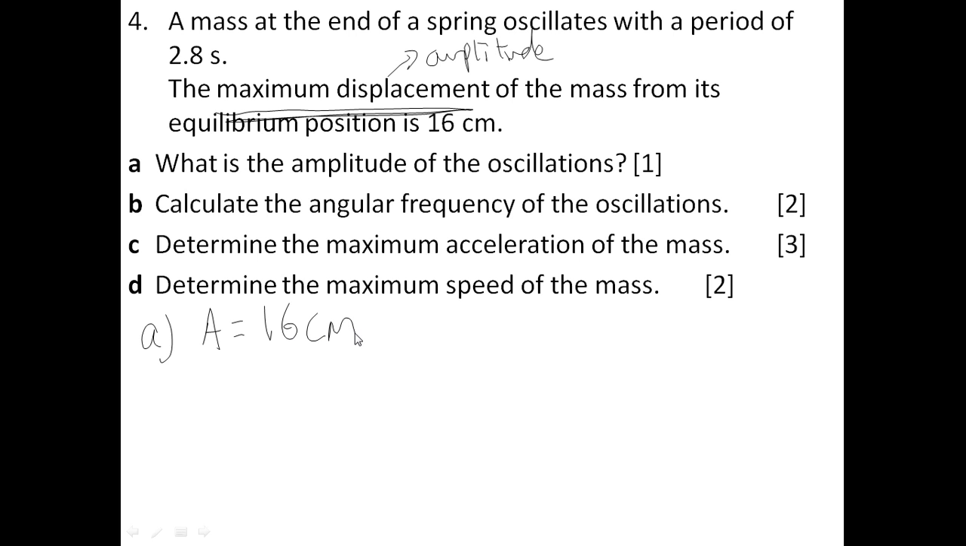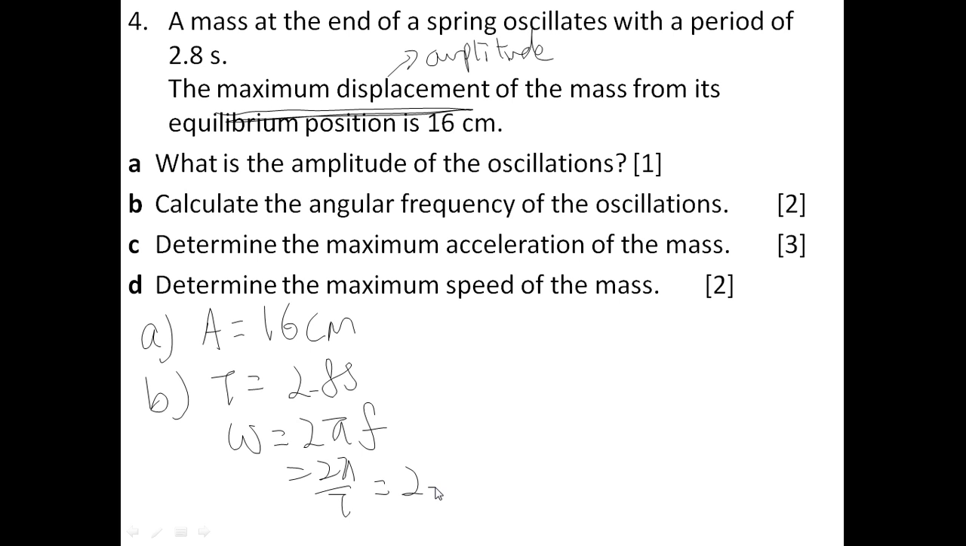Okay, now B. Calculate the angular frequency of the oscillations. Now, given that the period is 2.8 seconds, I know that my angular velocity will be 2 pi f, which is 2 pi over T. So replacing the period inside, I am supposed to get 2.24 radians per second.